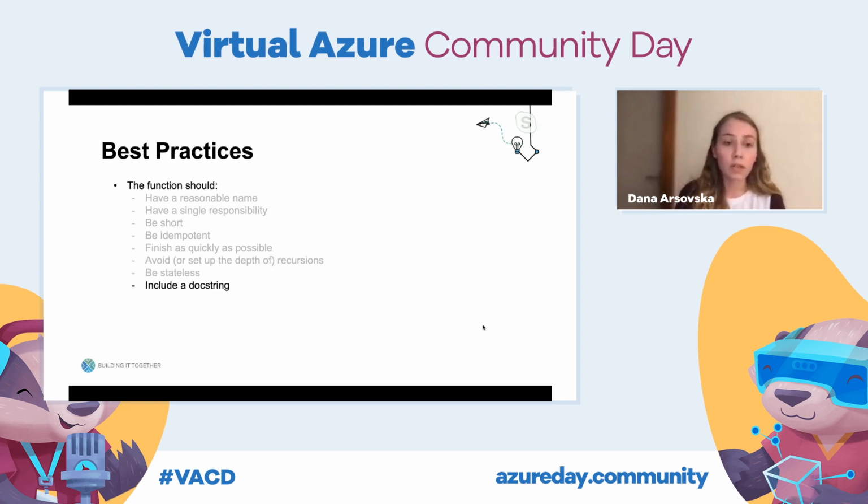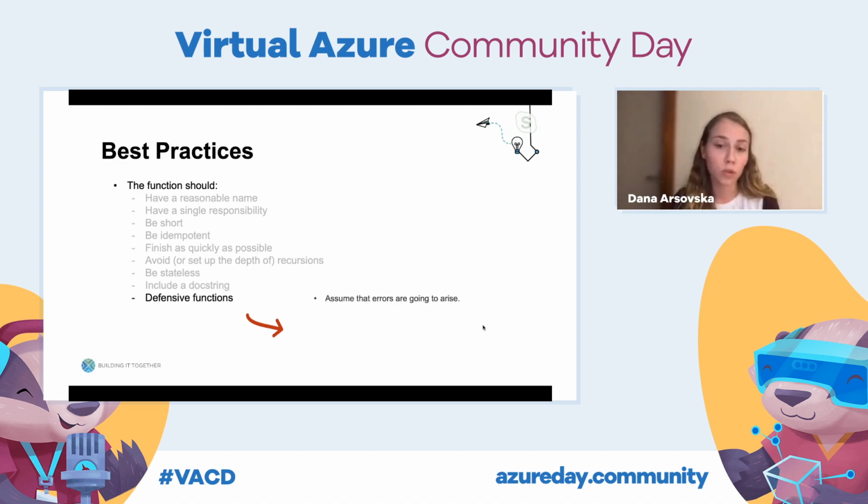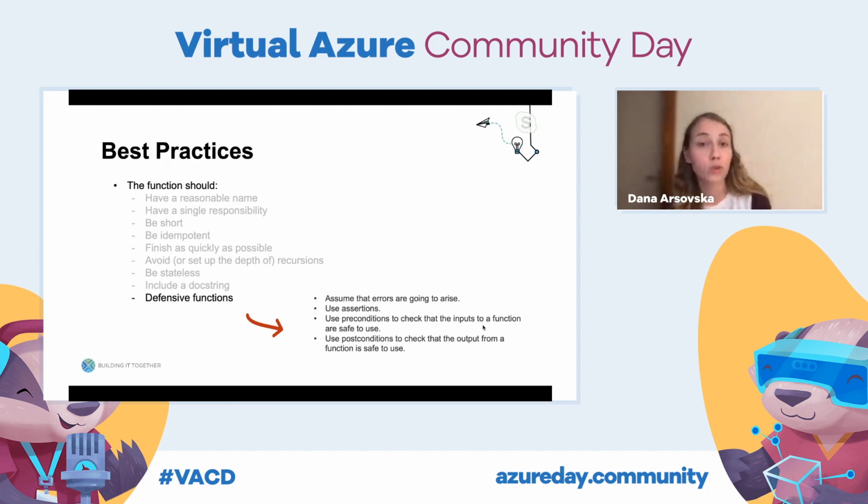Also, like common sense, you need to include a docstring for other developers, so it's easy for them to follow what's happening in your code base. And when you're writing a function, you should always think about writing defensive functions. This means that you should always assume that errors are going to arise. Use assertions, which means that you can quickly check whether the code is producing the correct input and output. Then use preconditions to check that the inputs of the function are safe to use. And finally, you should use postconditions to check that the output from a function is safe to use, meaning you need to check whether it is safe to propagate the output to the other services.